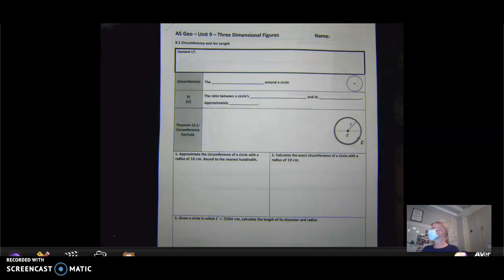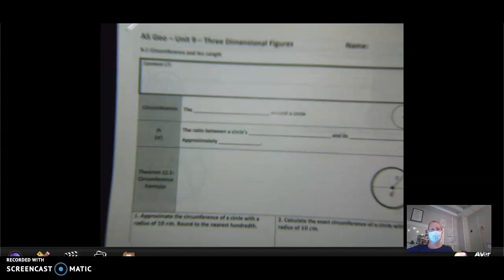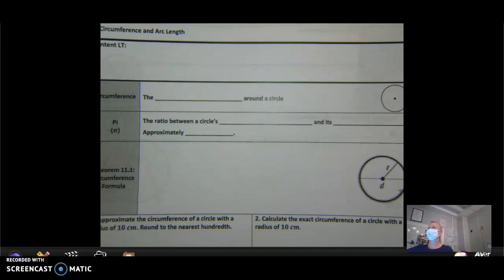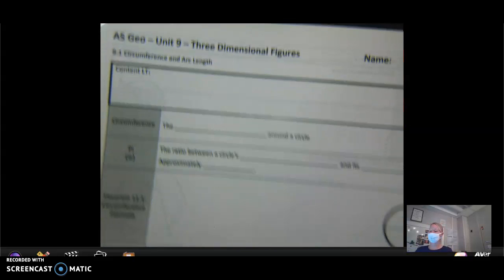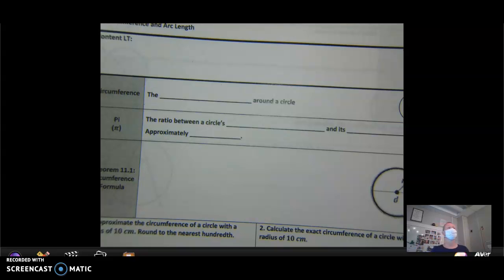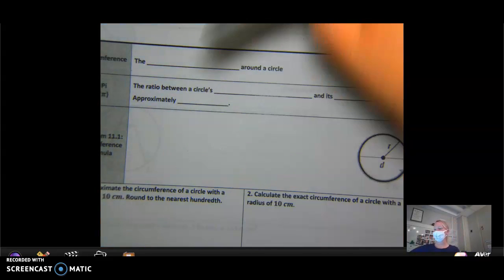Okay, so circumference and arc length. Let me zoom in here. Is a circle necessarily a three-dimensional figure? No. This is called three-dimensional figures because we're going to get to three-dimensional figures. What would you think the three-dimensional figure of a circle is? A sphere. Yep. A cylinder does have circular top and bottom, right?